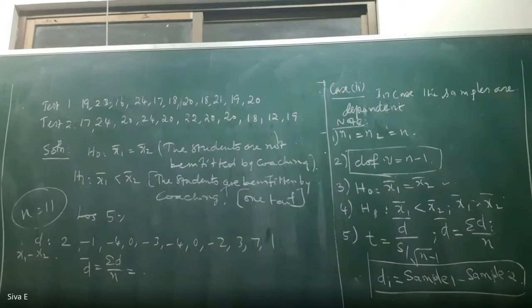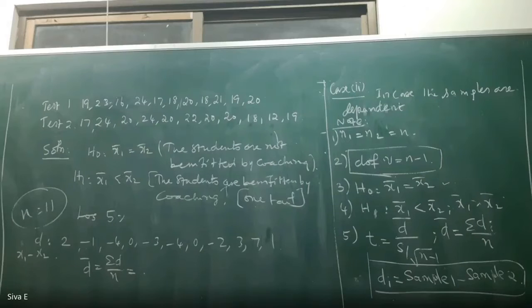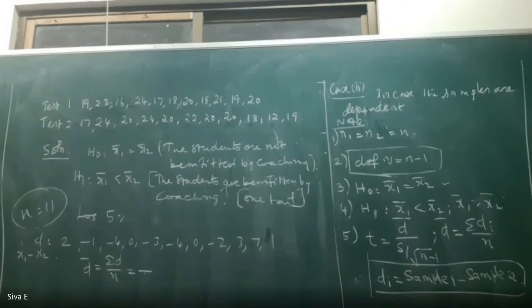What is D bar here? Sure, it's coming in negative. Okay, no problem. What is the value? Minus 0.09. Check it once again. Yes, so it's minus 1 by 11. That's minus 0.090.